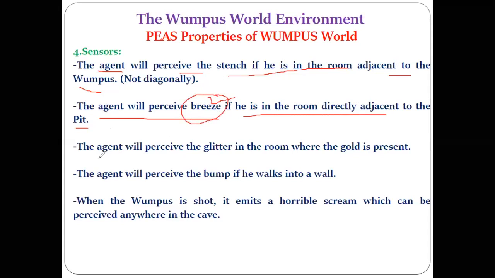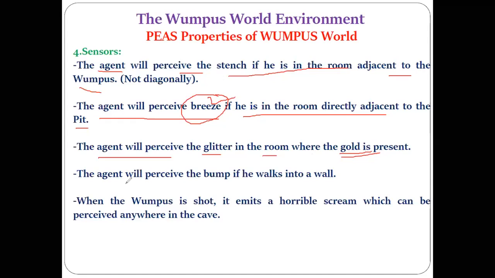Okay, then the agent will perceive the glitter in the room where the gold is present. जर एजंट त्या रूम मध्ये गेला ज्या रूम मध्ये गोल्ड ठेवलंय, तर त्याला तिथं ग्लिटरिंग व्हिज्युअल परसिव्ह झालं पाहिजे. तेव्हाच तो अंडरस्टँड करू शकतो की तो गोल्ड ठेवलेल्या रूम मध्ये पोहोचला आहे.